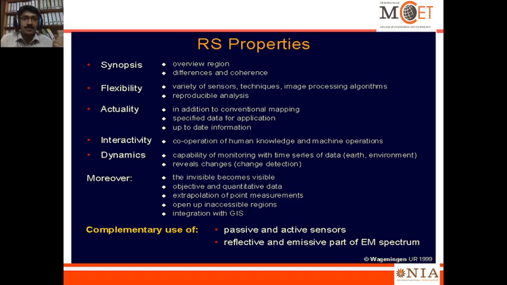Even the number of animals we can count or track based on the remote sensing data. So extrapolation of point measurement: with the available data we can extrapolate also. It opens up inaccessible regions. Integration with GIS: the remote sensing data can be integrated with the GIS, geographic information system, such that both give the proper map or proper analysis data, right? So complementary use of passive and active sensors is possible. The reflective and emissive parts of the electromagnetic spectrum are the core ones we use in remote sensing.